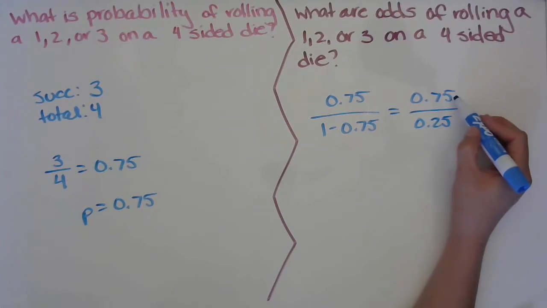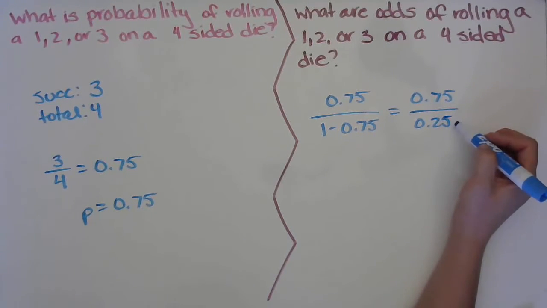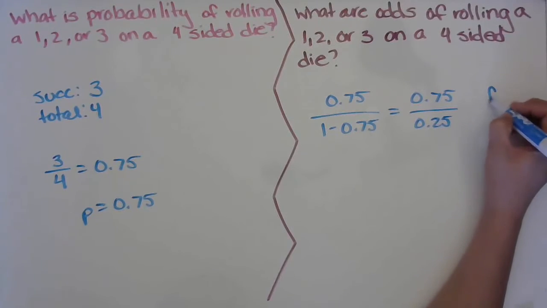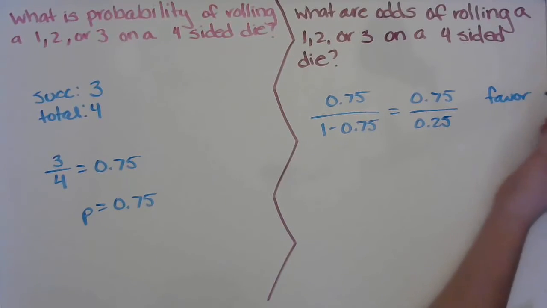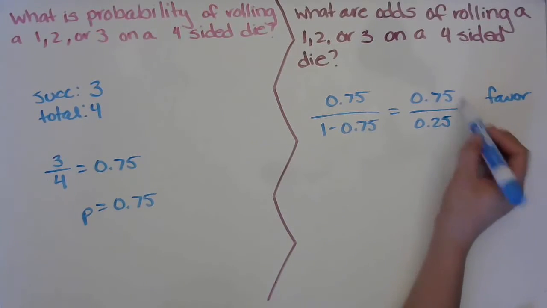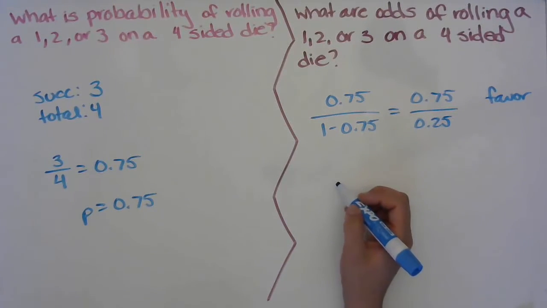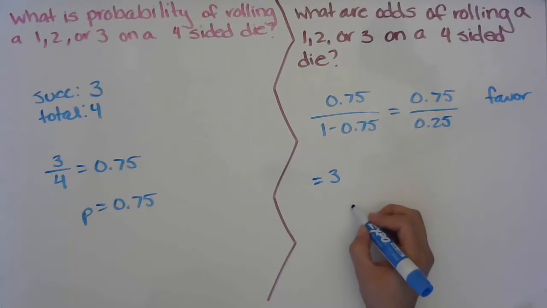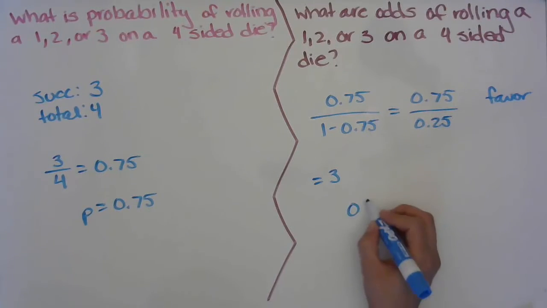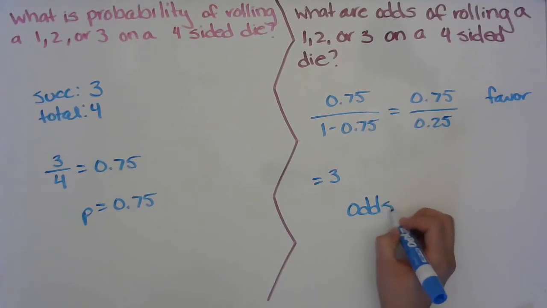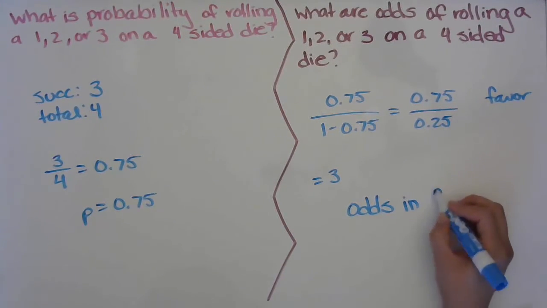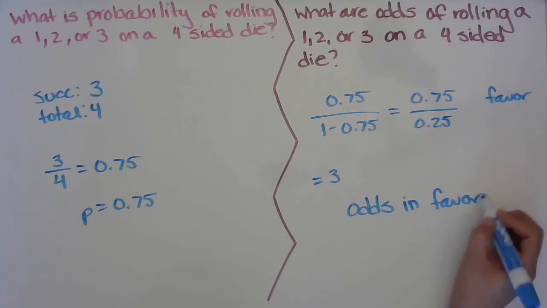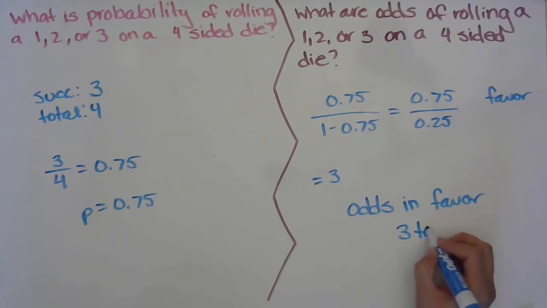Now our numerator is larger than our denominator, so that means that we are dealing with odds in favor. So we're just going to go ahead and reduce that. Can't be reduced anymore, so let's go ahead and solve. So we divide 0.75 by 0.25, that's going to give us a 3. So our answer is going to be the odds are in favor, 3 to 1.